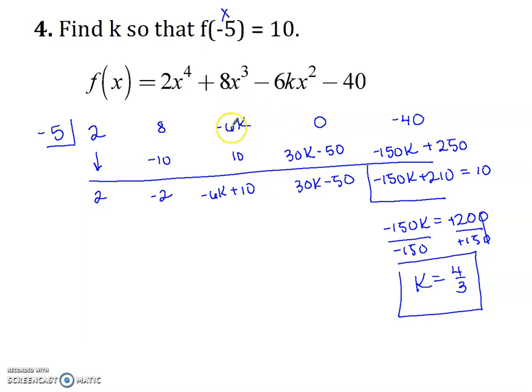Okay, so if you wanted to plug in a 4/3 right here and figure out what that number is and go through synthetic division, you should end up with 10 as your remainder to check your answer.